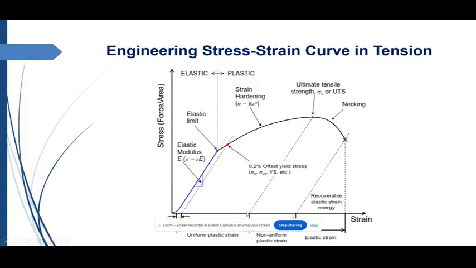This is your uniform plastic deformation, where the volume constancy principle can be applied. That means volume before deformation is equal to volume after deformation. Here, this is non-uniform deformation, non-uniform plastic strain. This is uniform plastic strain. This is non-uniform plastic strain. Here, volume is not constant because of the presence of voids and so on. So the mass constancy principle can be applied.